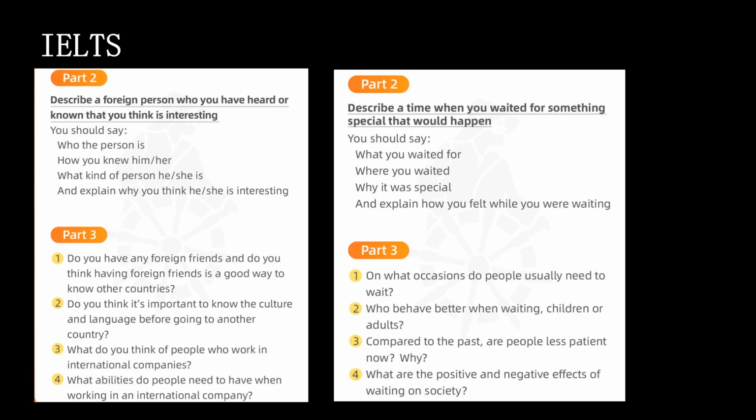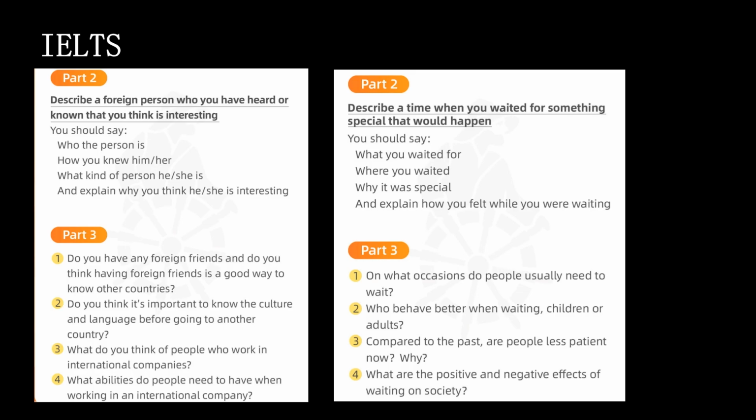Do you have any foreign friends? And do you think having foreign friends is a good way to know other countries? Do you think it's important to know the culture and language before going to another country? What do you think of people who work in international companies? What abilities do people need to have when working in an international company?